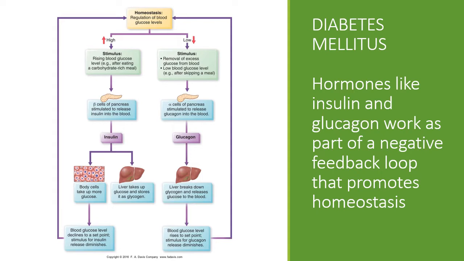If the person does not eat and the blood glucose levels fall, then the pancreas releases glucagon into the blood, and glucagon stimulates the liver to perform glycogenolysis, where that glycogen is then broken down into glucose and released into the bloodstream for use by the body as energy. So at any point in time, insulin and glucose are working in harmony with each other to maintain a blood glucose level of 70 to 100.